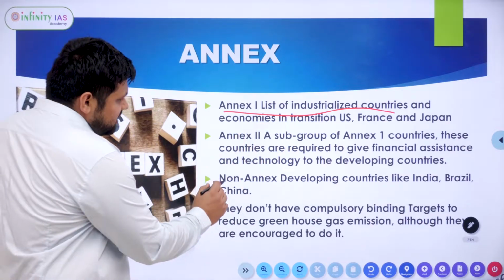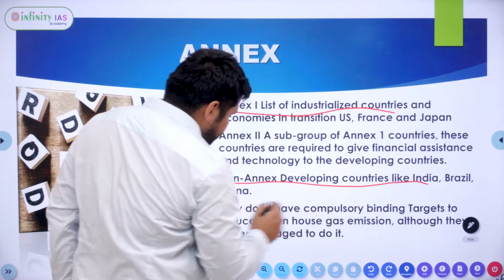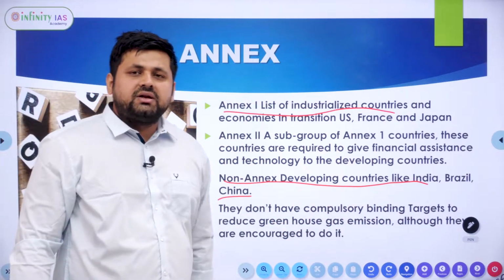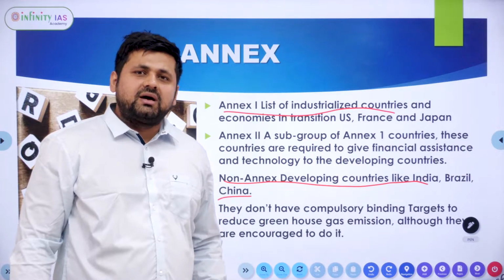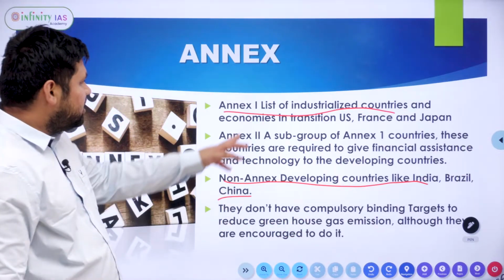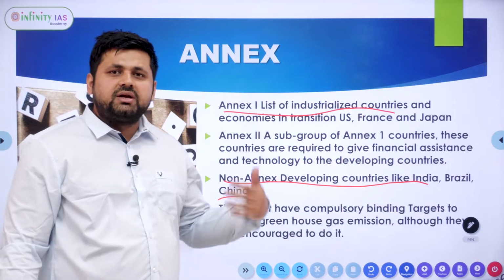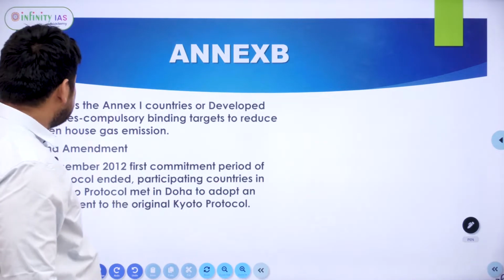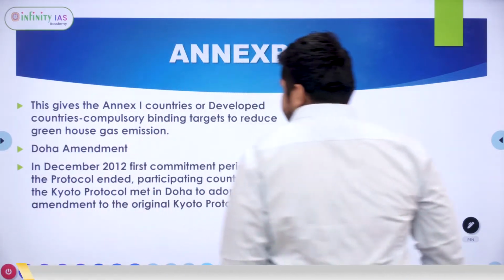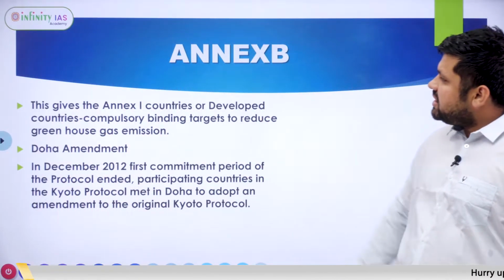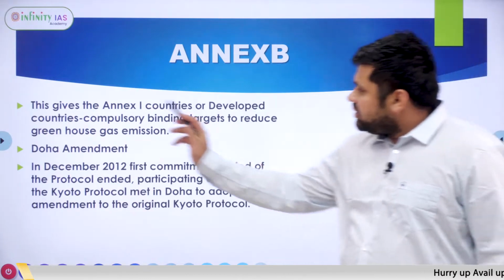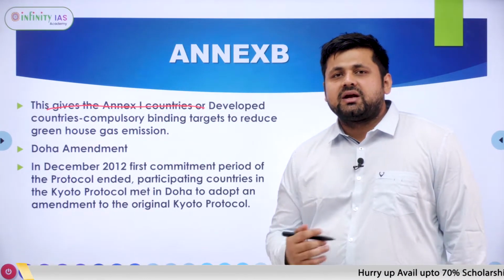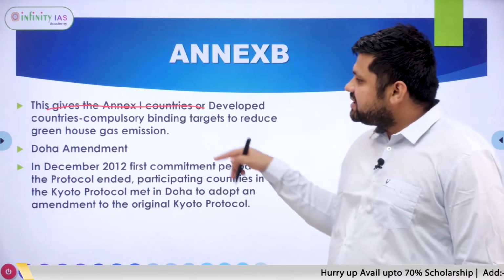Now non-annex includes developing countries like India, Brazil and China. And these non-annex countries do not have the legally binding or compulsory targets that the Annex 1 countries or the industrialized nations have. Now moving ahead further. Annex B gives Annex 1 countries, the developed countries, the targets to reduce emissions. I have mentioned this earlier.